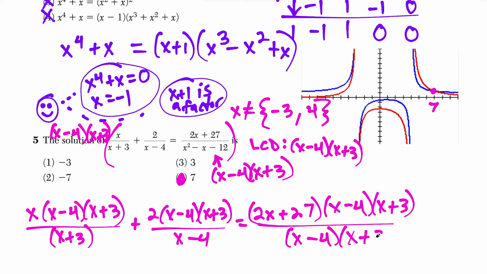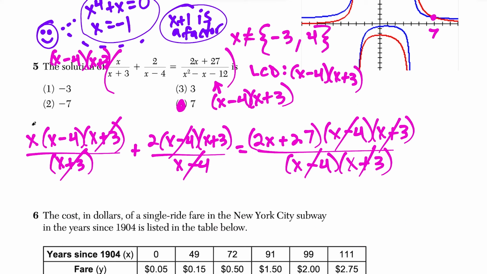So what's going to happen here is the denominators are going to all disappear. Notice x plus 3 over x plus 3 cancels. X minus 4 over x minus 4 cancels. And then both of these factors cancel out. So now we could write the leftovers. We have x times (x minus 4).